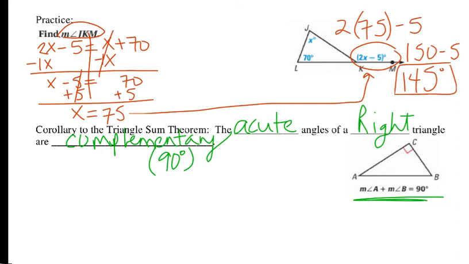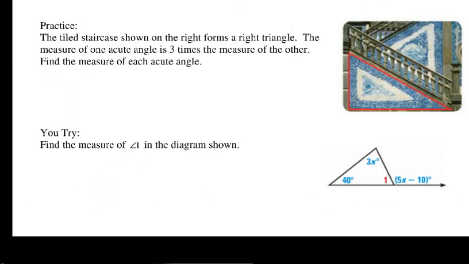In this picture, you can see that there is a staircase and it forms a right triangle. So that means this angle right over here is 90 degrees. The measure of one acute angle is 3 times the measure of the other. So if we make this angle the x, that means that the other one is going to be a 3x. So we know that the three angles add up to be 180 degrees. So we're going to set up x plus 3x plus 90 equals 180. And then we can use this to solve for the x.